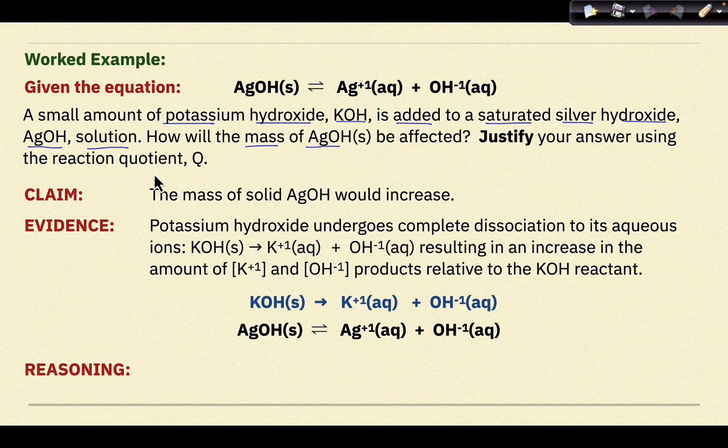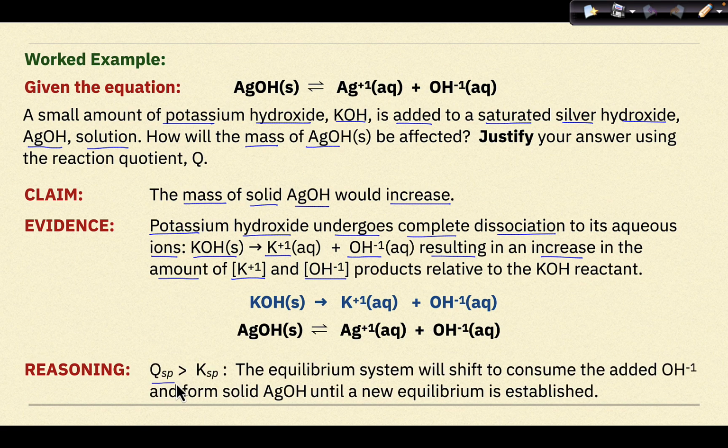Justify your answer using the reaction quotient Q. Claim. The mass of the solid AgOH will increase. Evidence. Potassium hydroxide undergoes complete dissociation to its aqueous ions. KOH solid produces K plus 1 and OH minus 1 ions, resulting in an increase in the amount of K plus 1 ions and hydroxide ion products relative to the KOH reactant.